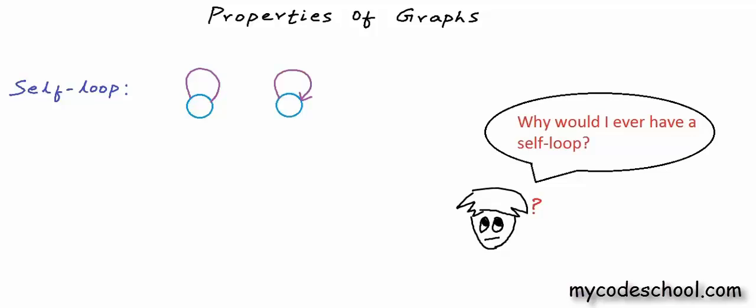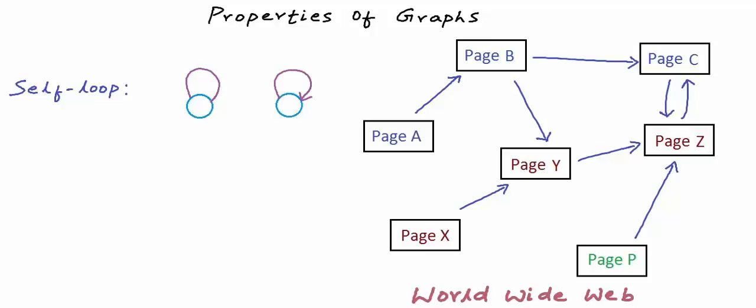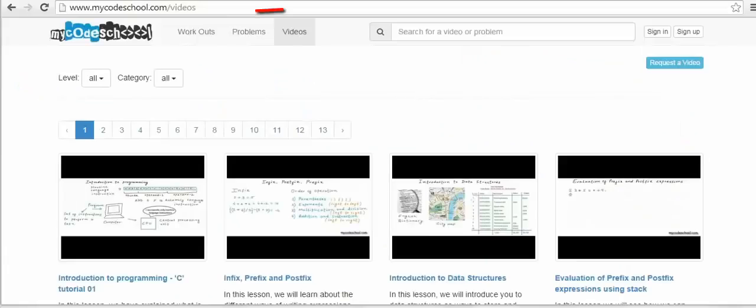Well, sometimes if edges are depicting some relationship or connection that's possible with the same node as origin as well as destination, then we can have a self-loop. For example, as we had discussed in our previous lesson, interlinked web pages on the internet or the World Wide Web can be represented as a directed graph. A page with a unique URL can be a node in the graph, and we can have a directed edge if a page contains link to another page. Now we can have a self-loop in this graph because it's very much possible for a web page to have a link to itself.